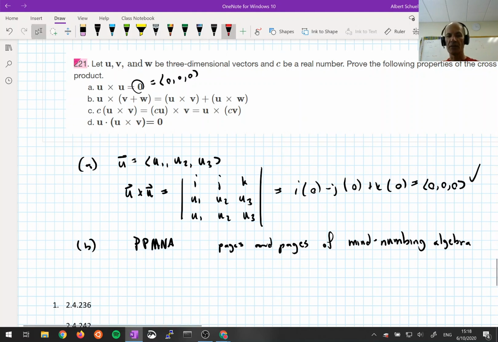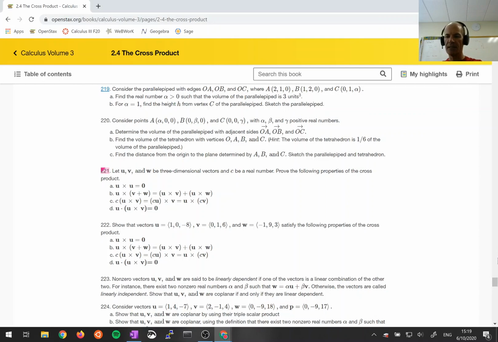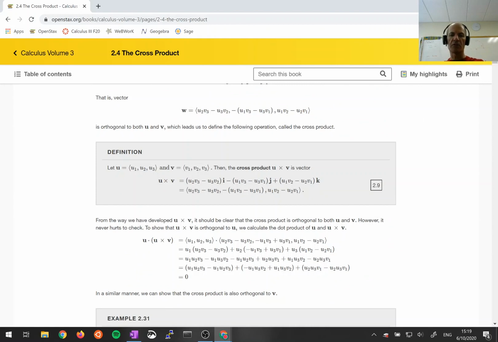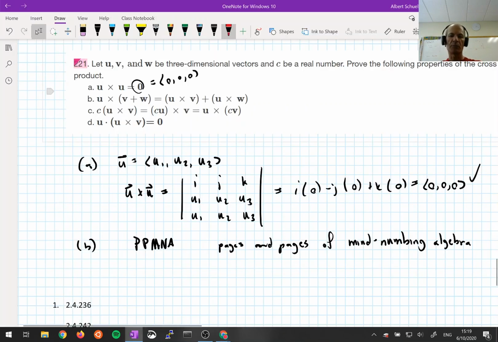And similarly for these others, although perhaps for C, we can make a bit of an argument if we look at the identity way up at the top, the definition of the cross product. If you imagine that there's a c on this vector, we have a c here, a c here, and a c here. Or if you put the c on u, where we have a c here, a c here, and a c here, you can imagine that they end up being the same. So maybe you can argue that with a little less algebra. And then for this one here, I think you're back to just doing PPMNA, pages and pages of mind-numbing algebra.